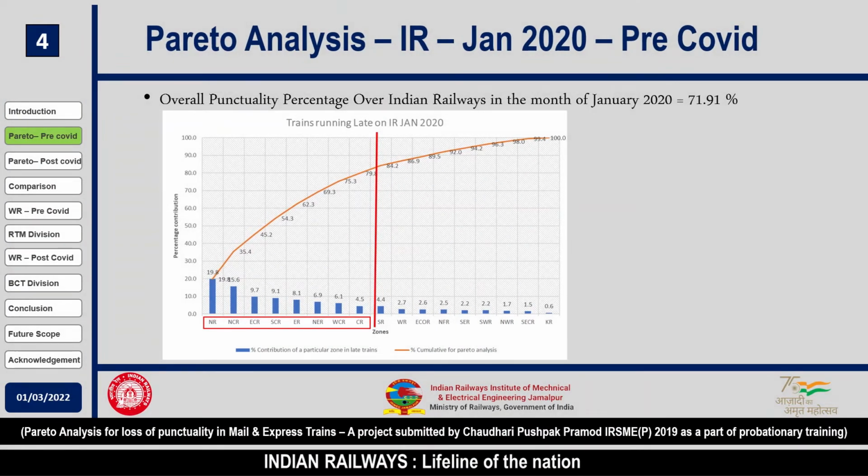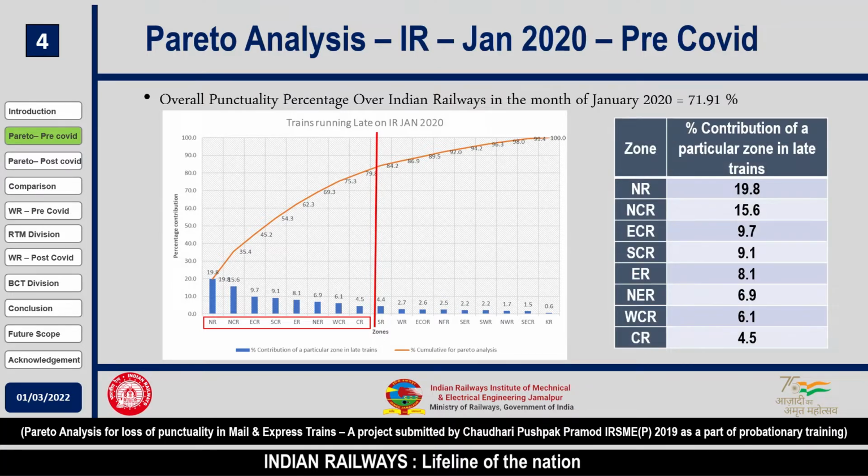Now moving forward, we have done Pareto analysis for the whole of the Indian Railways for the month of January 2020, that is the pre-COVID times. In these times, the punctuality percentage for all of Indian Railways in January 2020 was about 71.91%. Now if we look at the zones that have caused 80% of the delays, they are Northern Railway, North Central Railway, East Central Railway, South Central Railway, Eastern Railway, North Eastern Railway, West Central Railway and Central Railway. On the right, we can see the percentage contribution of a particular zone in late trains.